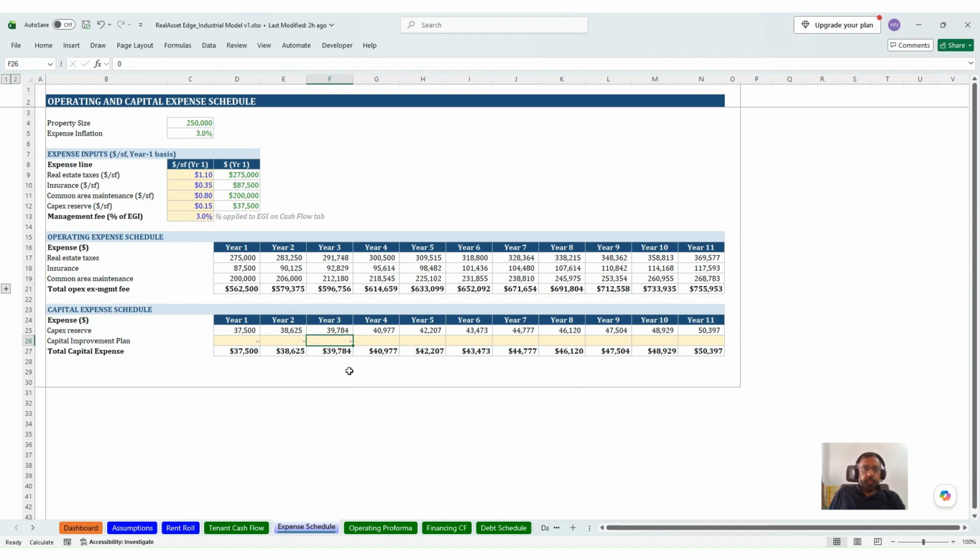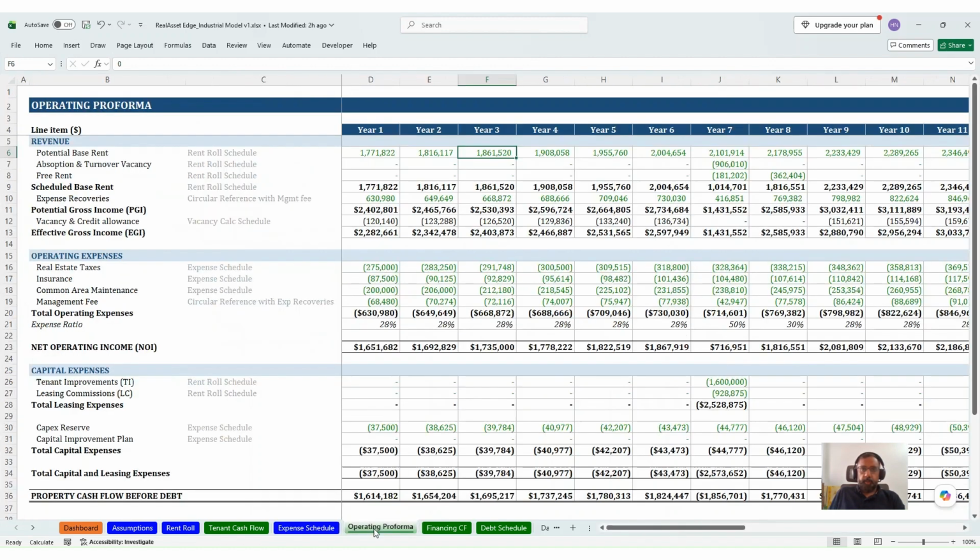Once the expense schedule is created, this then rolls up into the operating pro forma, which is formed using these two tabs, the rent roll and the expense schedule. This is the Argus-style operating statement, which is built starting from potential base rent, and all the absorption, turnover, and vacancy calculations were there in the rent roll schedule, moving up to potential gross income.